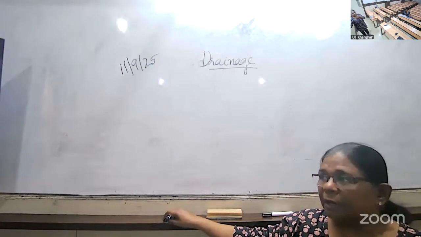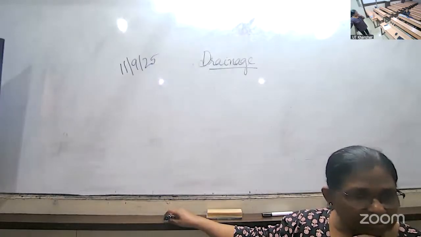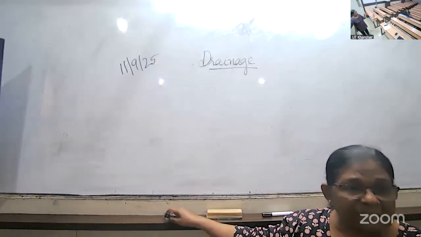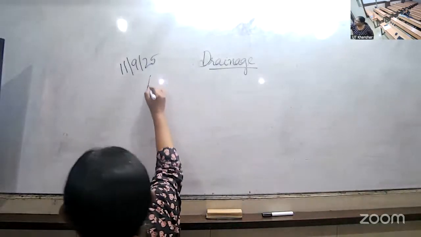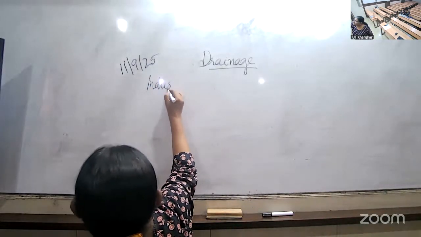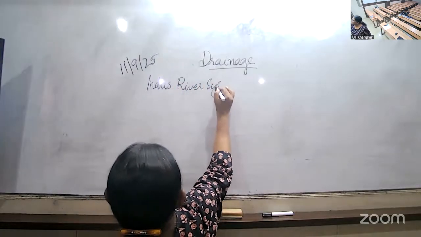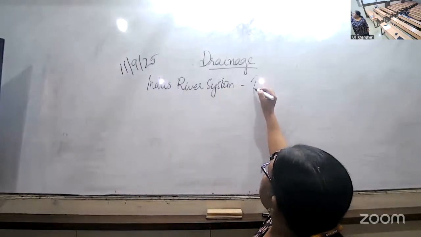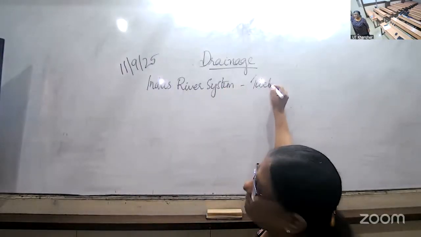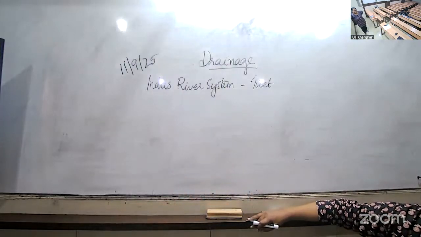Okay. Now one by one we are going to learn about the rivers. The first one is Indus River System. The river Indus rises in Tibet near Lake Mansarovar. Flowing west, it enters India in the Ladakh. It forms a picturesque gorge in this part.